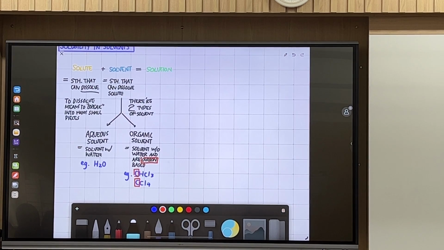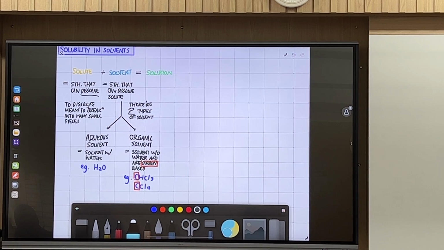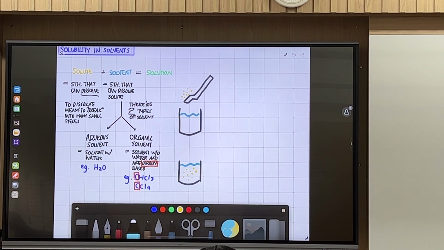Okay? So we have solids and solvent added together to form a solution. So let's say this is a spatula. You see in the lab, we don't call the thing that looks like a spoon; we call it a spatula. So if we add some solid into a beaker containing some solvent, together they will form a solution. So a solution is when the solid breaks into many, many small pieces. Okay, so this whole thing we call a solution.